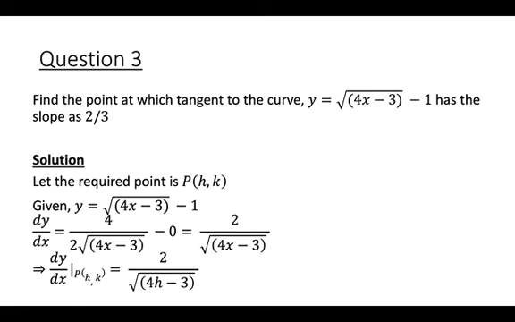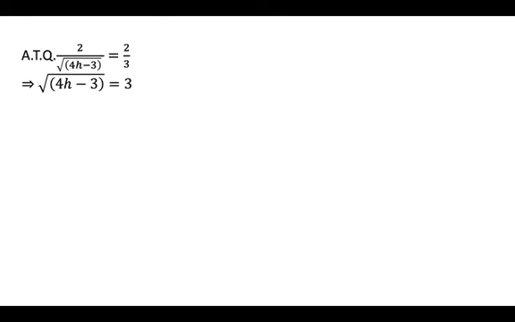Now slope of tangent is m equal to 2 upon root 4x minus 3, and slope of tangent at point P with coordinates (h, k) is 2 upon root 4h minus 3. But according to question, slope equal to 2 upon 3. So equate 2 upon root 4h minus 3 equal to 2 upon 3. Or squaring both sides, we get 4h minus 3 equal to 9, and 4h equal to 12, h equal to 12 upon 4 equal to 3.